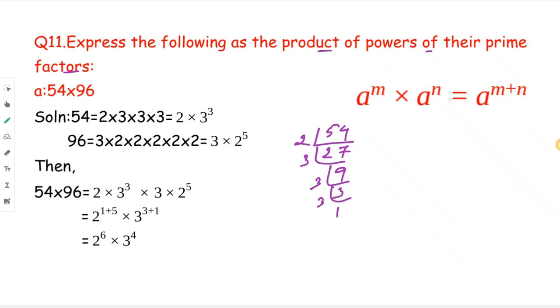So in place of writing 54, I can write it as 2 into 3 into 3 into 3, which I have done here, right? So you can see here that there's only 1 2, right? So just 2, but how many 3's are there? There are 3, so 3 to the power 3. All right, same thing with 96.